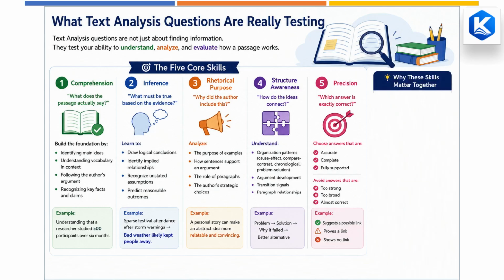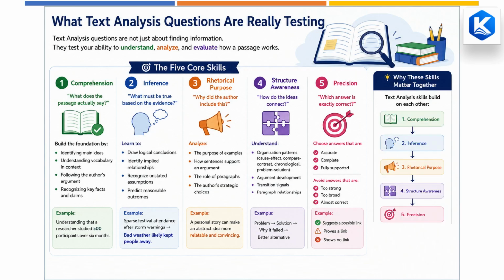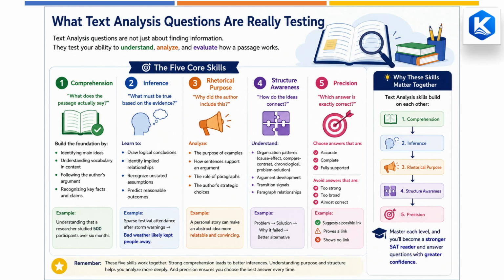So why do these 5 skills matter together? Because they work as a hierarchy. Comprehension helps you make better inferences. Inference, purpose, and structure help you analyze the passage more deeply. And precision helps you choose the best answer. Master these 5 skills, and text analysis questions become much easier to break down and solve with confidence.